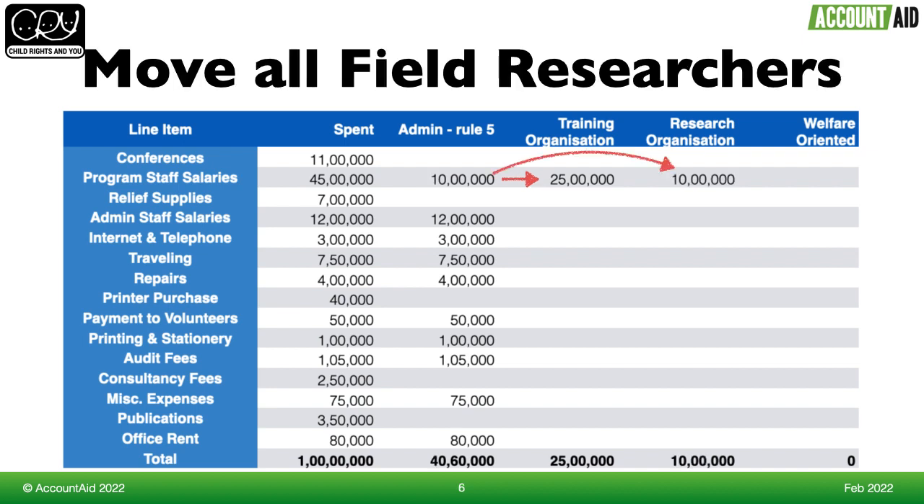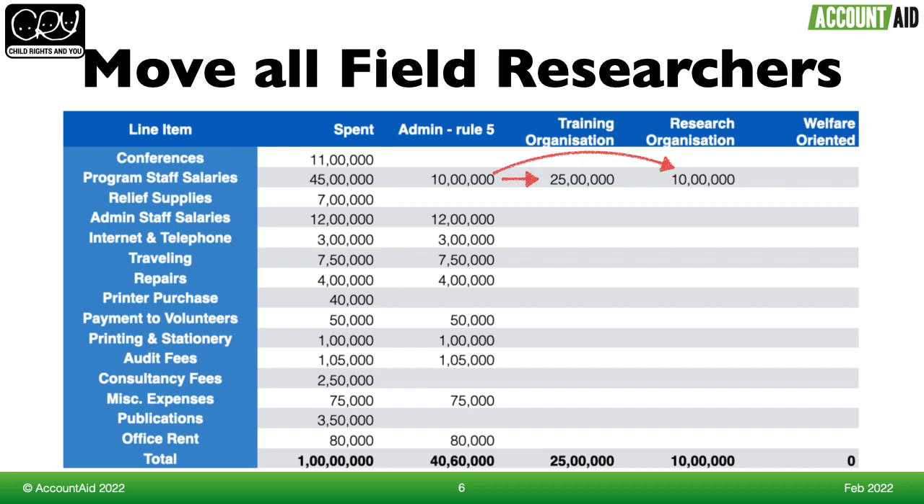Next step is that if you are a research organization, then any amount that you are paying to field researchers, etc., or staff engaged in analysis of the data which they are collecting, can also be removed from the primary column of admin, the third column. And here again, we see that the admin expenses now drop to about 40%.